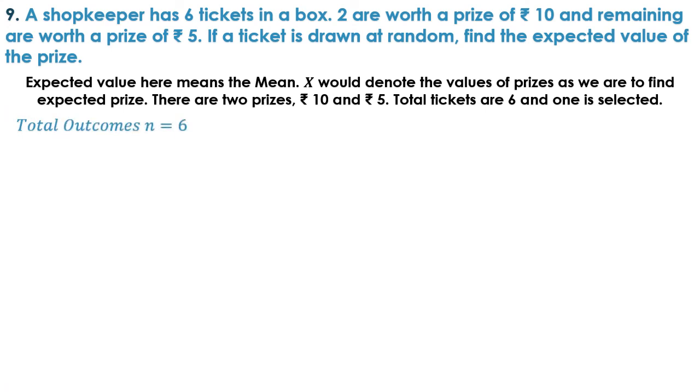Now the x has two values, rupees 10 and rupees 5. So how many tickets are worth rupees 10? 2 tickets. So that would be the favorable outcome for the first event, that is getting rupees 10. Similarly, the remaining tickets are worth rupees 5. So out of 6 tickets, if 2 are worth 10, 4 tickets will be worth 5 rupees. So the favorable outcomes for getting a price of rupees 5 are 4.